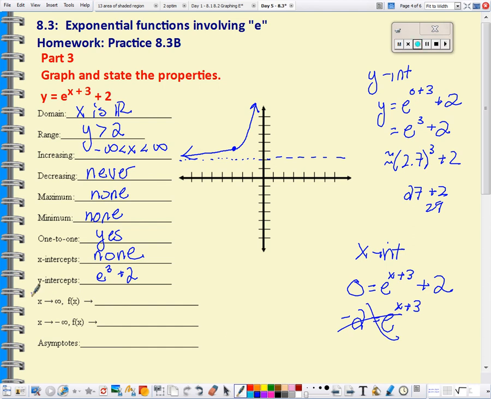Okay, for right end behavior, as x goes to infinity, our graph is going to infinity. And for left end behavior, as x goes to negative infinity, the y is approaching 2. And our asymptote is at y equals 2.